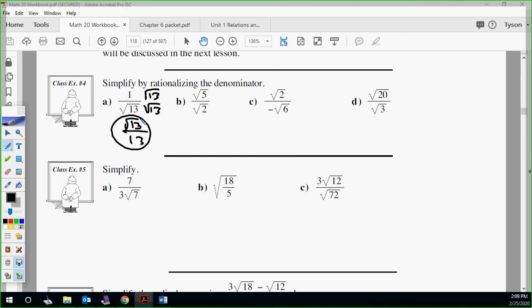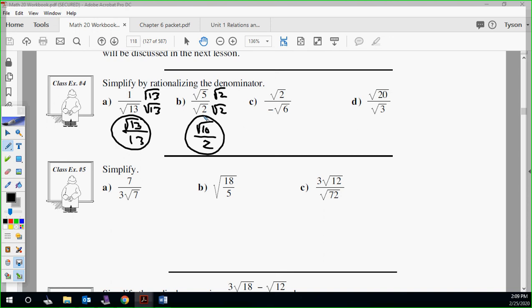So Max, what would you try for B? What would you multiply the top and bottom? Radical 2. So I go radical 2, radical 2. Root 2 times root 2 is just 2. Root 2 times root 5 is root 10. That's it. Okay?